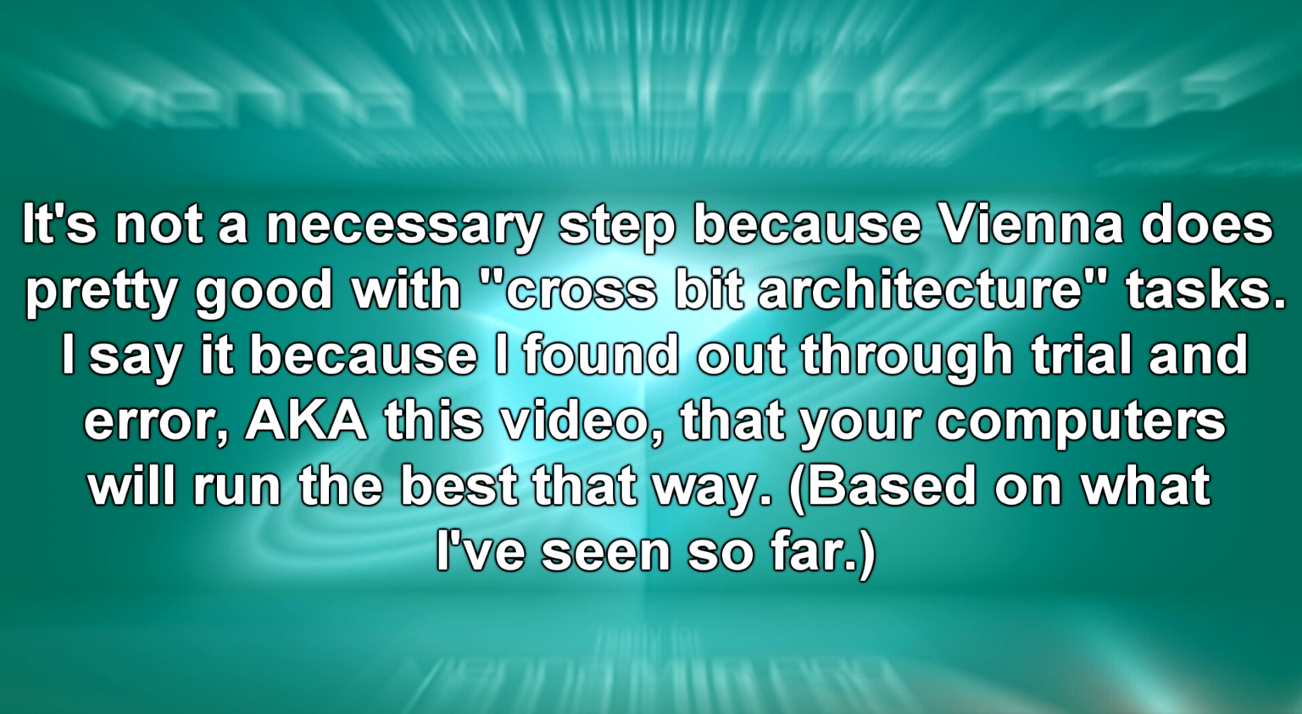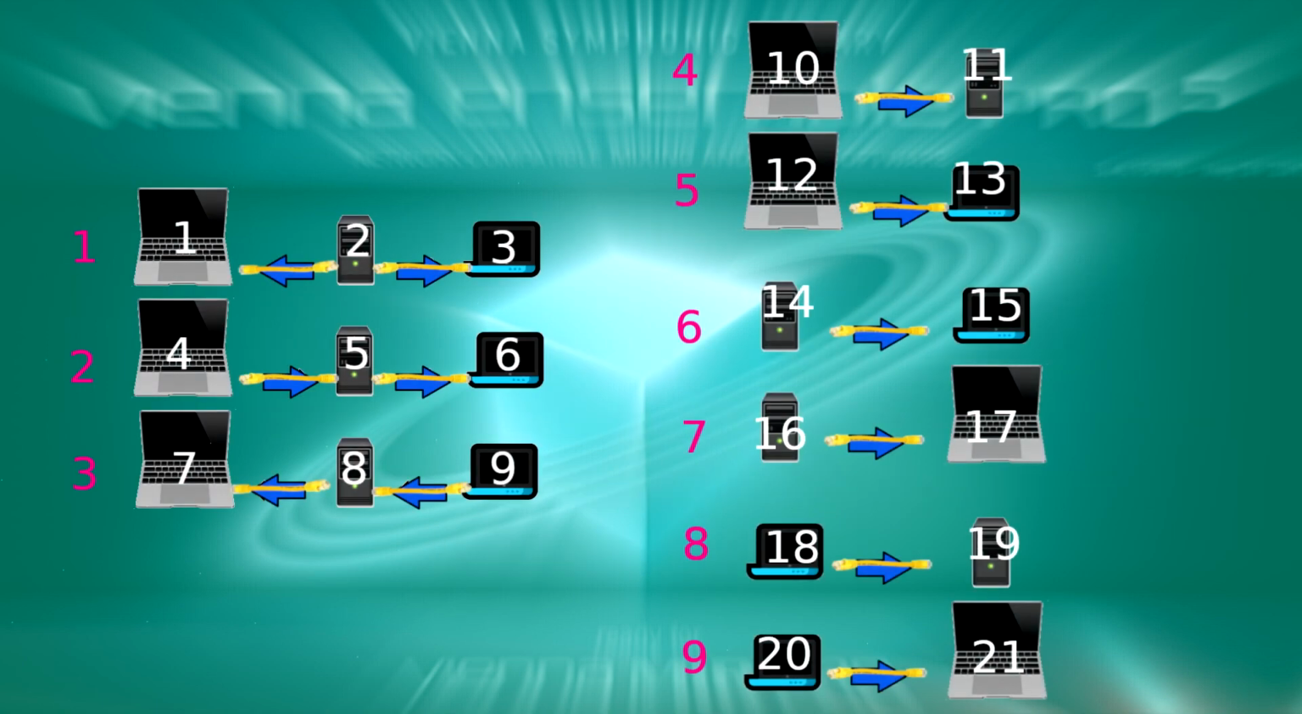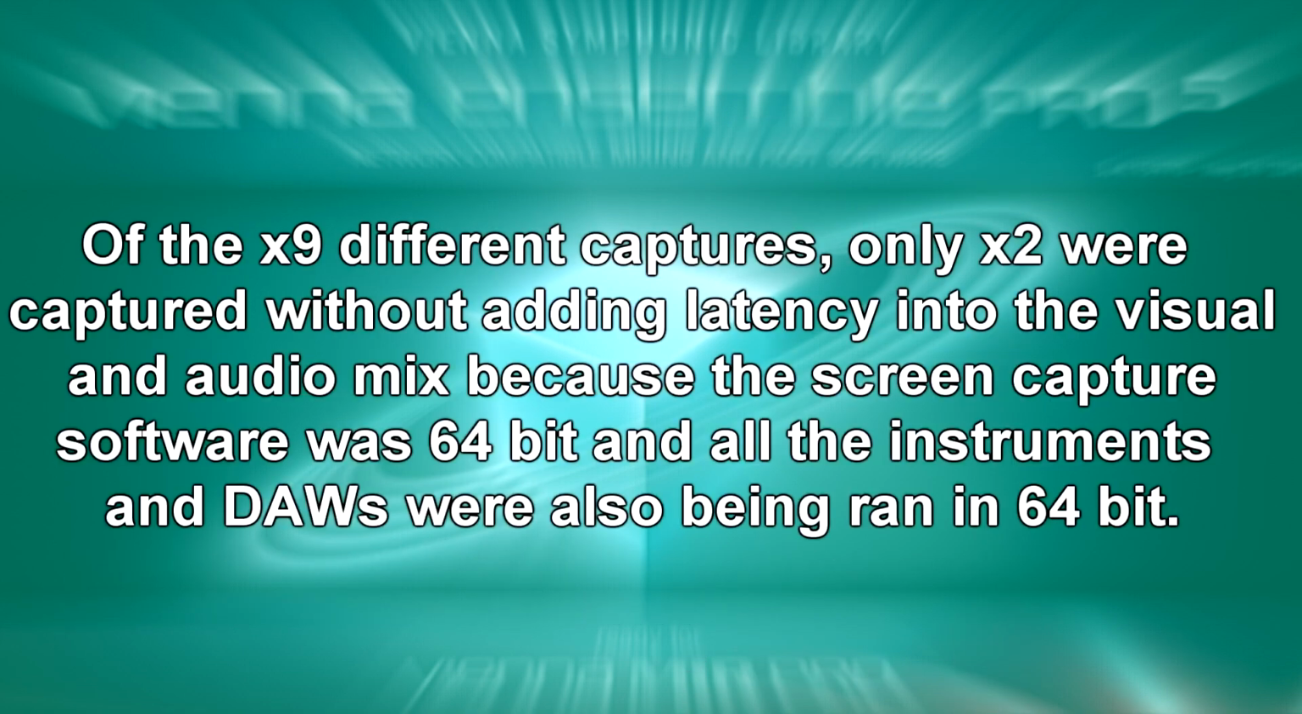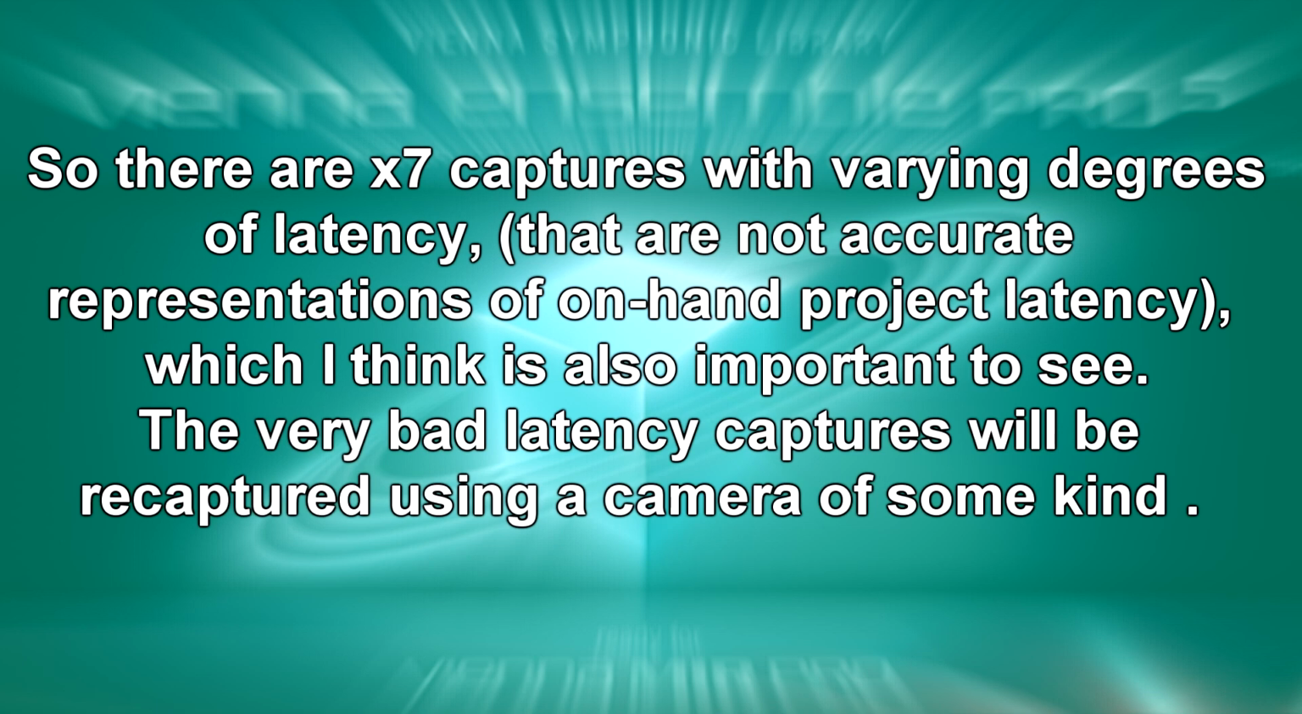I say it because I found out through trial and error, aka this video, that your computers will run the best that way. In this video, I've captured 21 screens to show you the 9 different ways 3 computers can be connected to each other using Vienna Ensemble Pro 5, and also to share my Vienna experience with you. Of the 9 different captures, only 2 were captured without adding latency into the visual and audio mix because the screen capture software was 64-bit, and all the instruments and DAWs were also being run in 64-bit. So there are 7 captures with varying degrees of latency, which I think is also important to see.